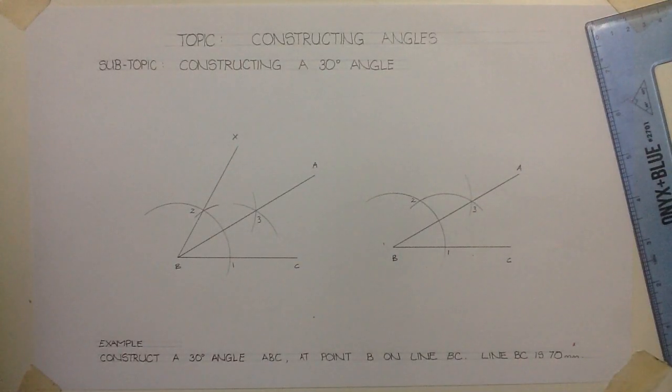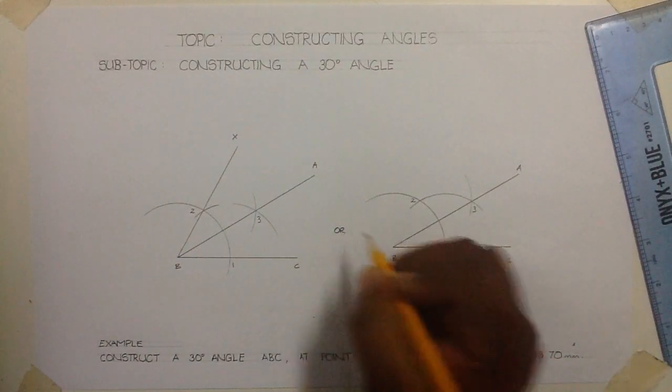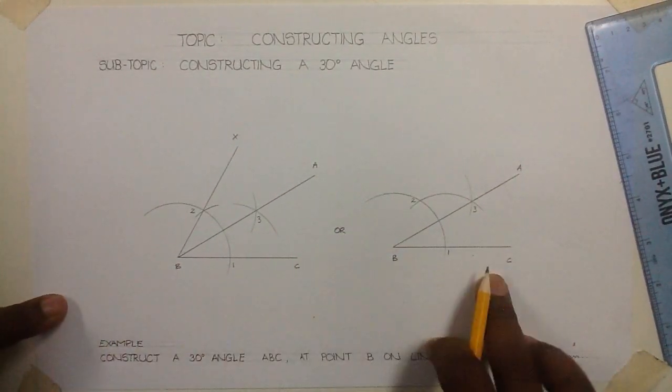So these are the two methods that can be used to construct a 30-degree angle.